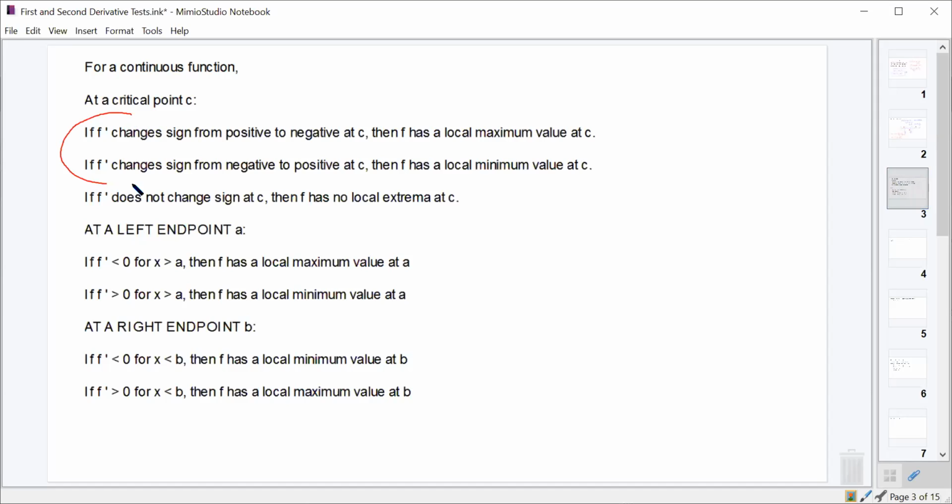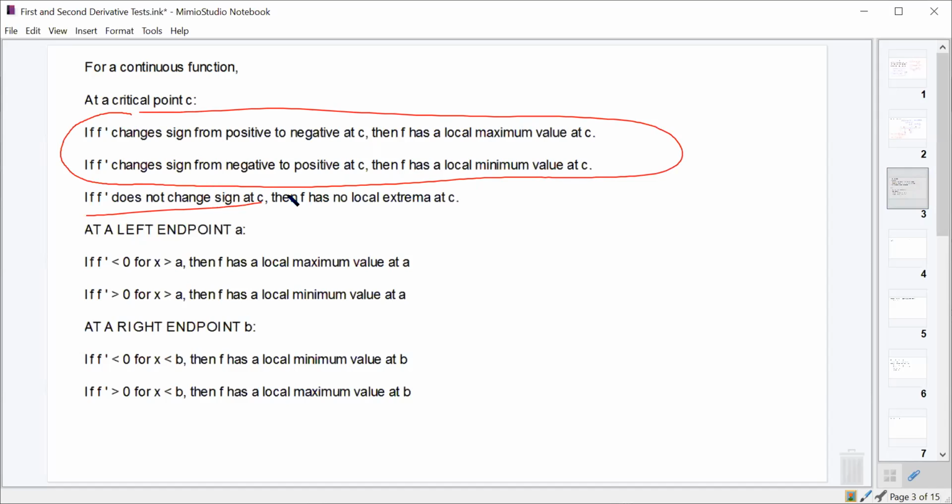If our derivative changes signs, positive to negative, we get a local max. And if our derivative changes signs, negative to positive, we get a local min. And in some cases, if it doesn't change signs at that critical value, there's no local extrema at that critical value. And we saw that with x cubed and the cube root of x when we did those ones a few minutes ago, right?